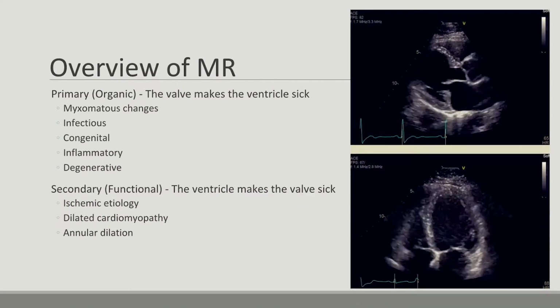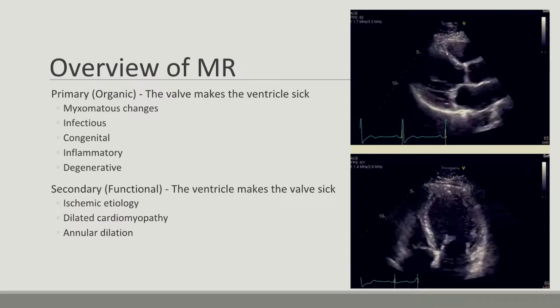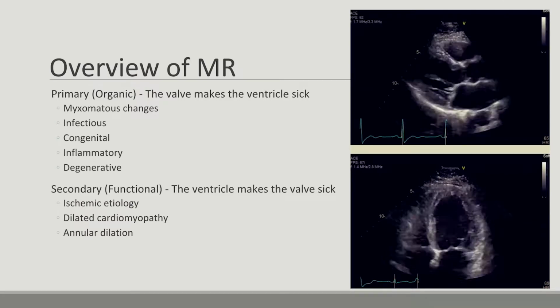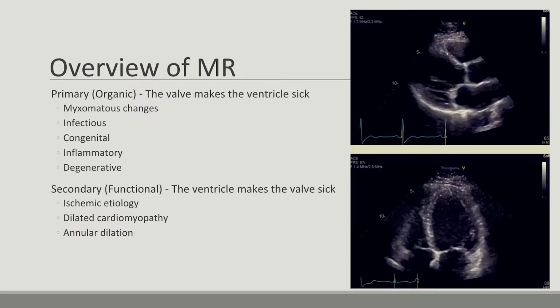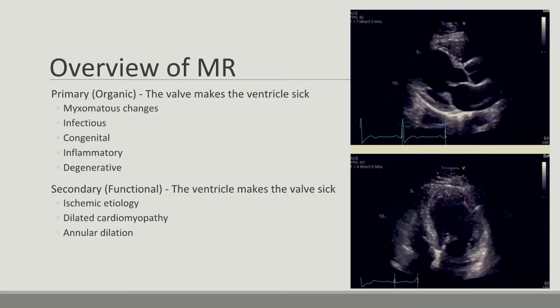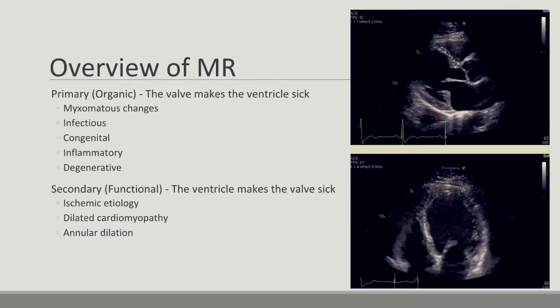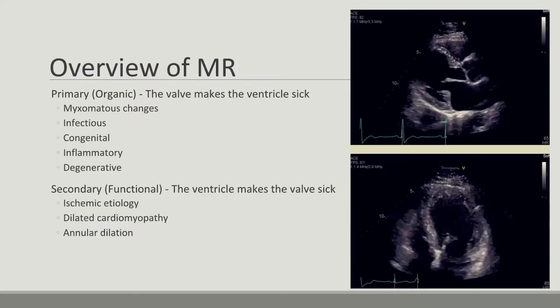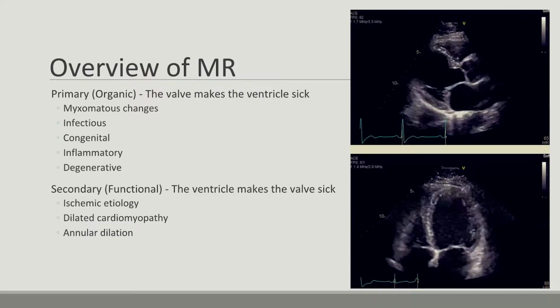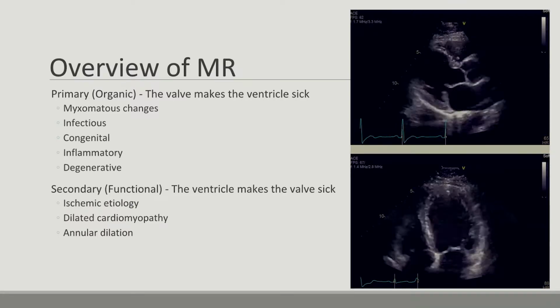Mitral regurgitation is a very common pathology with a variety of causes. These causes, though, can be broken into two groups, primary and secondary, or maybe you'll hear organic and functional. With primary or organic MR, the valve is the problem. It could be because of the structure of the valve, like myxomatous changes or congenital abnormalities. It could be also something acquired, like an infection or degenerative disease.